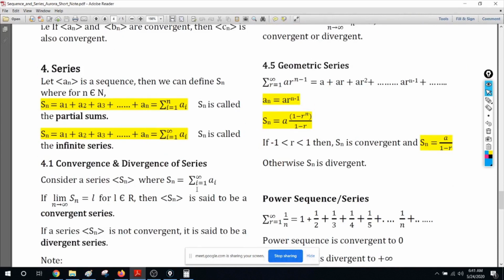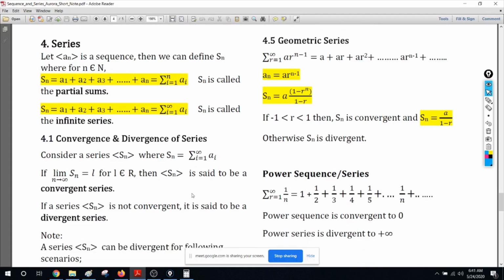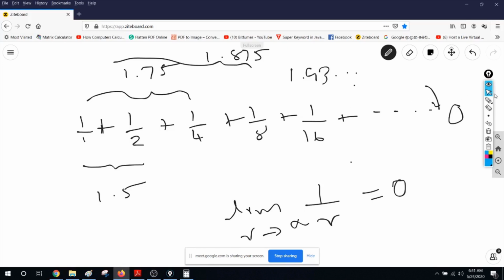That means your summation up to infinite terms is either plus infinity or minus infinity, or it is oscillatory. I will give a very good example where the sequence is convergent but the series is divergent. That is the tricky thing you have to understand. There are situations where the sequence is convergent and the series is divergent. That is a very tricky scenario.